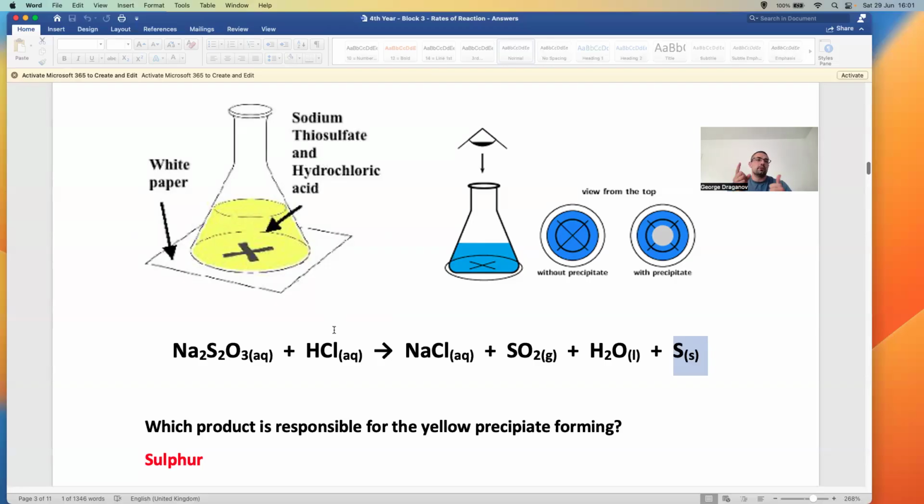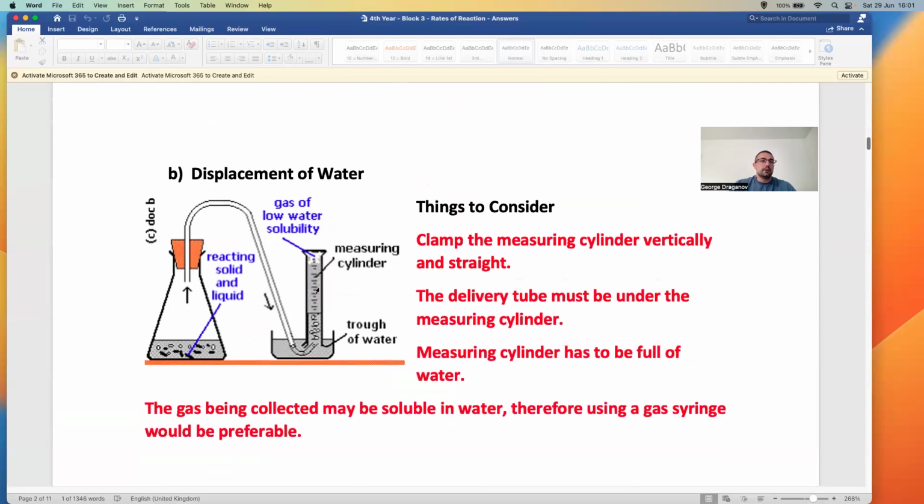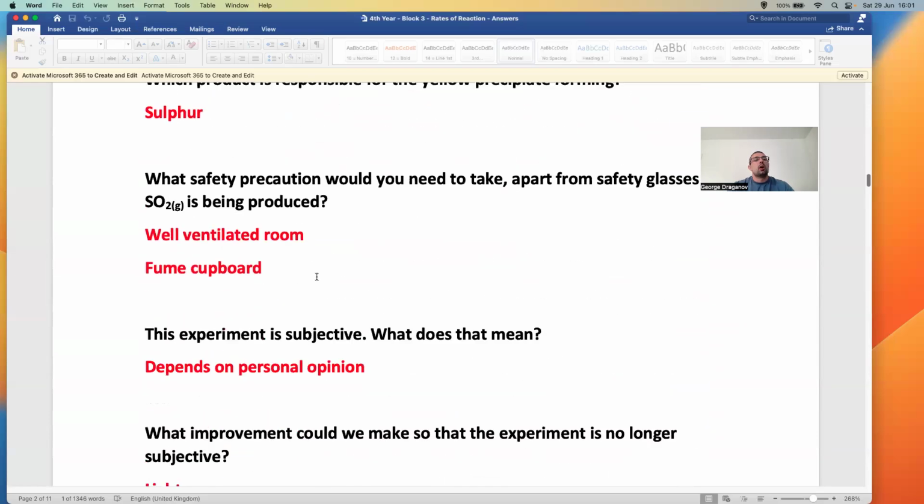The main ones are the loss in mass and the collection of the gas, either with a gas syringe or over water. Obviously, this method cannot be used if the gas is soluble in water, so you wouldn't use it for chlorine. Okay.